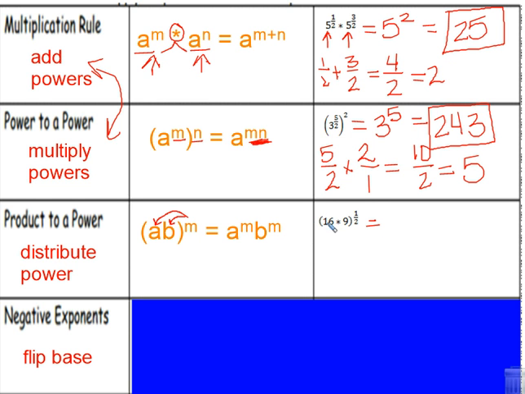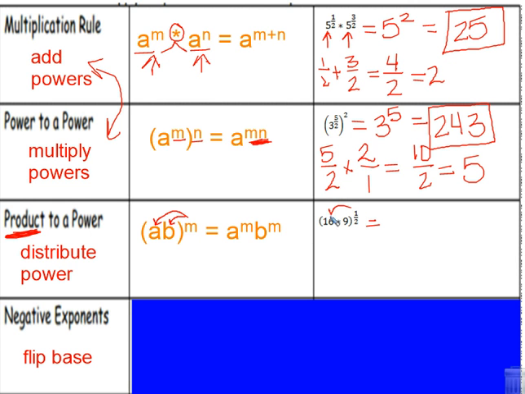I have two bases. I have a 16 and a 9 being multiplied together. That's really important about this. Notice how it says a product. We have to be multiplying them together. If this said 16 plus 9, we would not be able to do this. Okay, most of us are going to get that confused. It has to be a product. You have to be multiplying. So let's get that out of there.